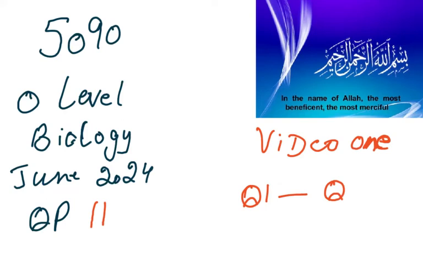Bismillahirrahmanirrahim. 5090 O level biology, June 24. Now we're going to discuss another MCQ, which is paper 1-1, another variant, which is not examined in Pakistan, was examined somewhere else. And we're going to do the first 20 questions on that.